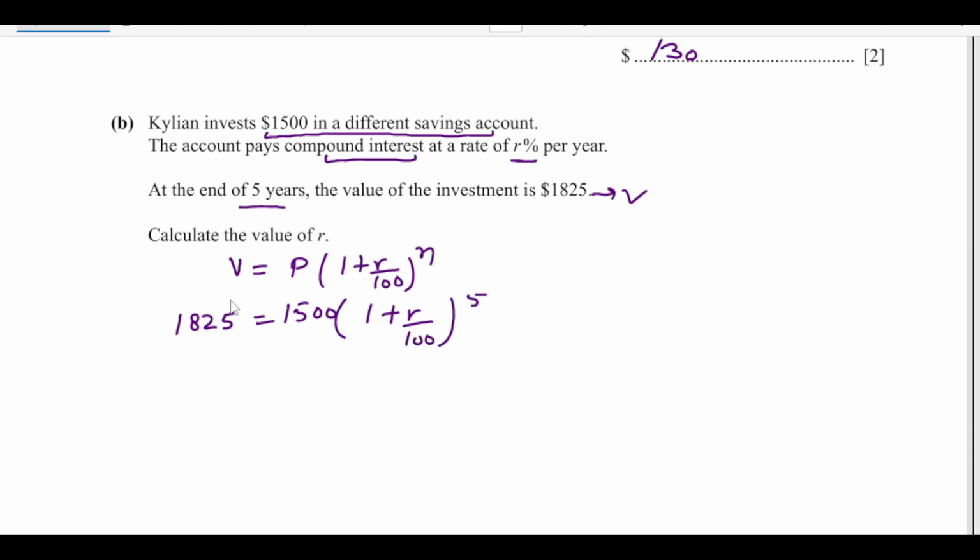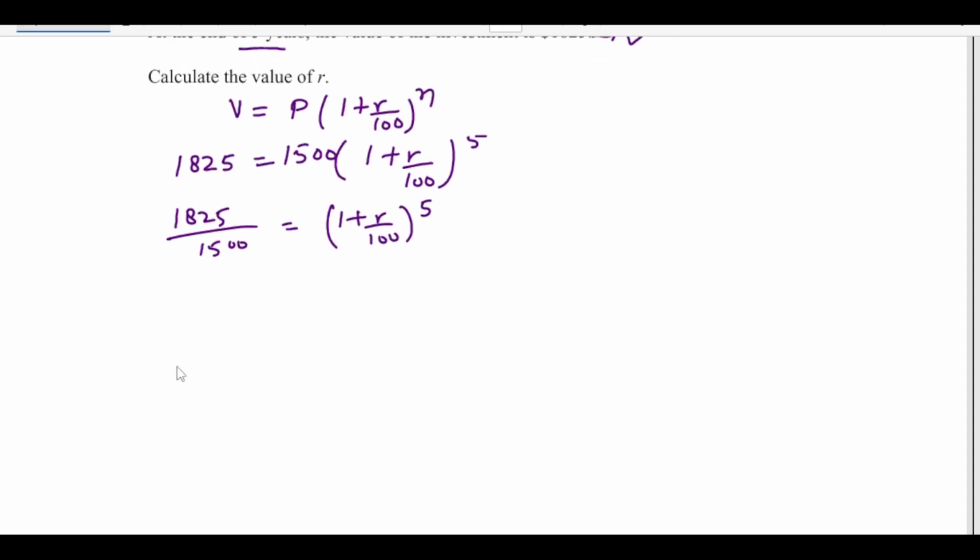So, number of years is 5, right. So, now when you do this one, this is 1,825 over 1,500 equals 1 plus R over 100 to the power 5, right. So, when you bring the fifth root to the left hand side, on the right hand side that 5 is gone. So, 1 plus R over 100, right. So, we have to calculate the fifth root of this.